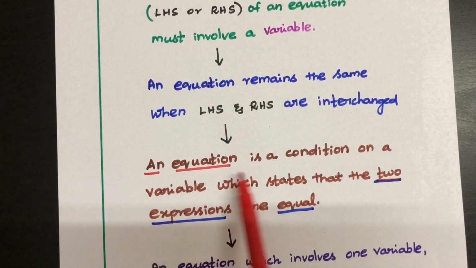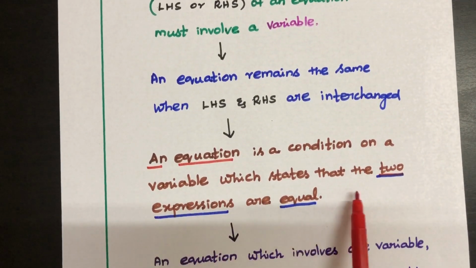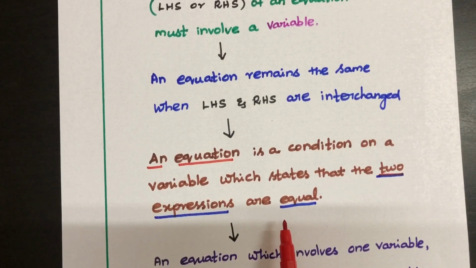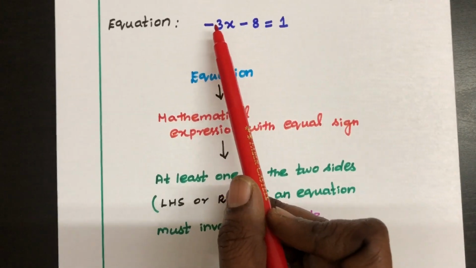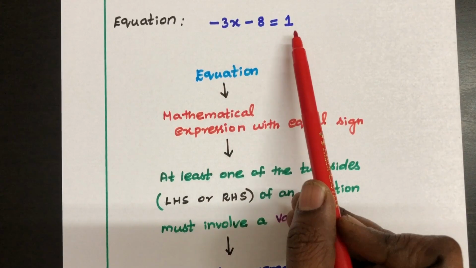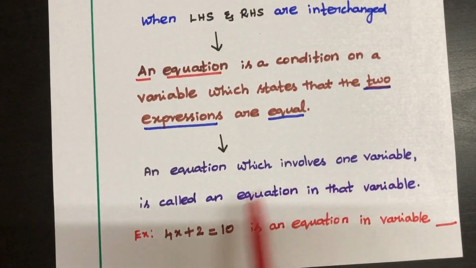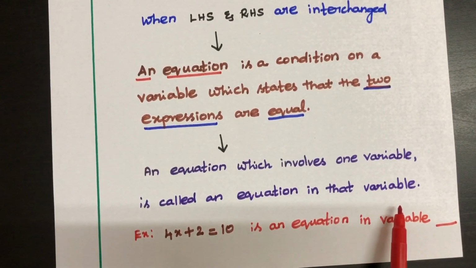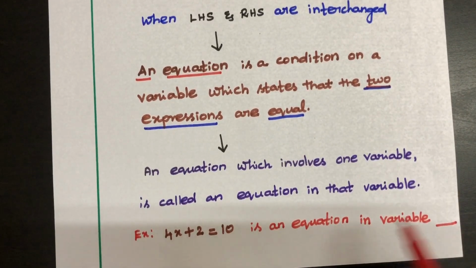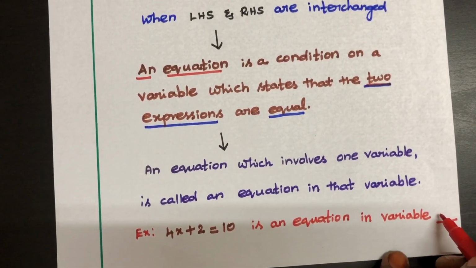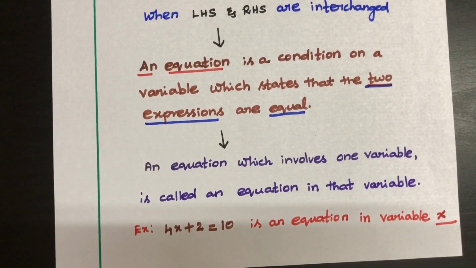Next, an equation is a condition on a variable which states that two expressions are equal. It always tells you that these two things are equal. An equation which involves one variable is called an equation in that variable. See, 4x plus 2 is equal to 10 is an equation in a variable. What variable? Here we have only x. So it is an equation in variable x.